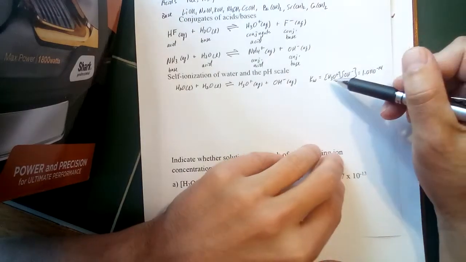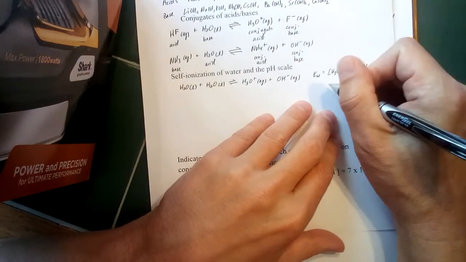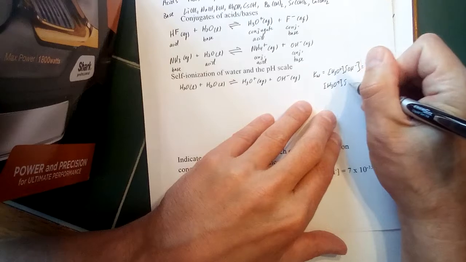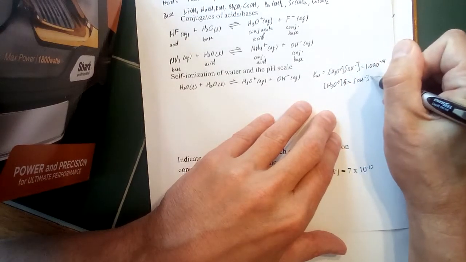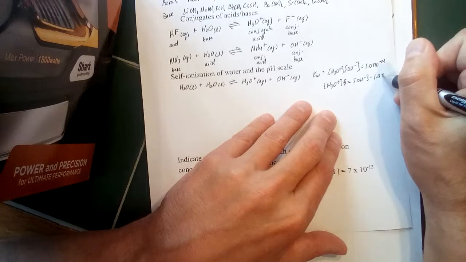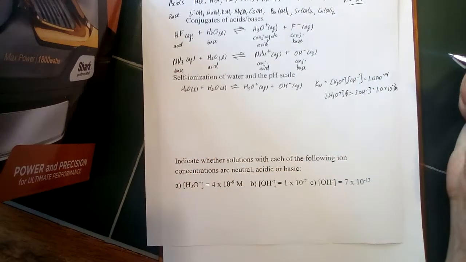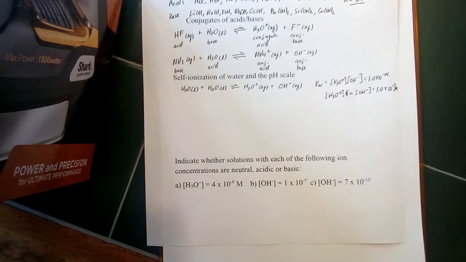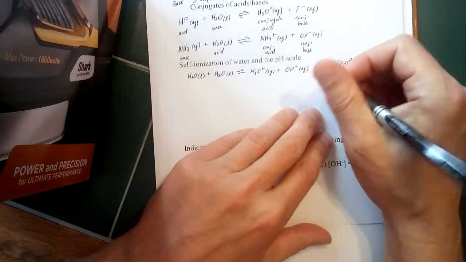Now, if we solve here in pure water, take the square root of 1 times 10 to the minus 14th. The concentration of hydronium ion in pure water is equal to the concentration of hydroxide ion in pure water, and that's equal to 1.0 times 10 to the minus 7th molar. So pure water has this concentration of hydronium and hydroxide ion. These ions are the basis of the pH scale.